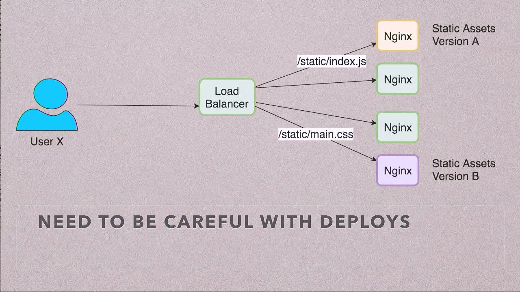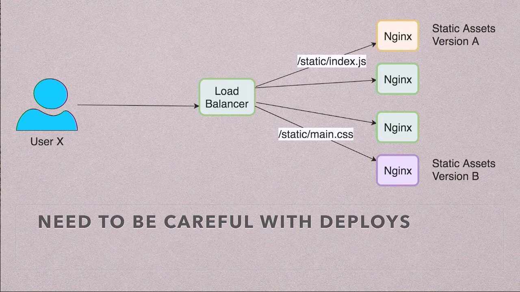We're deploying a new version, and so this Nginx server ended up with static assets version A. And this Nginx server ended up with static assets version B. So now a user makes a request for /static/index.js, and it gets to the first version. For example, the user gets the old version of the index.js. And then the main.css request goes to the new version.